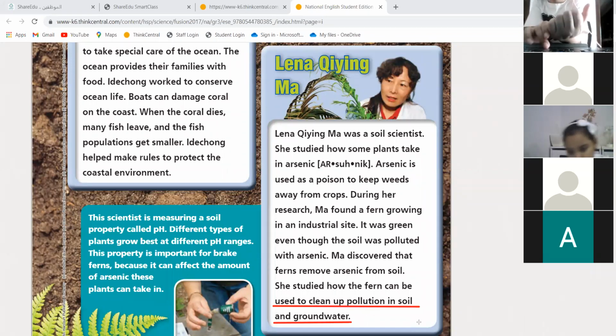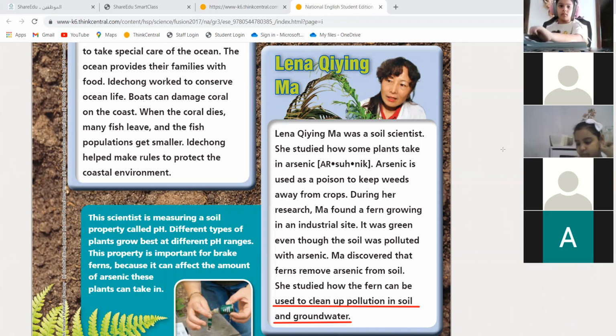So this scientist is measuring a soil property called pH, okay? She's measuring something in the soil. We call it pH. Different types of plants grow best at different pH ranges. This property is important for brake ferns because it can affect the amount of arsenic these plants can take in.